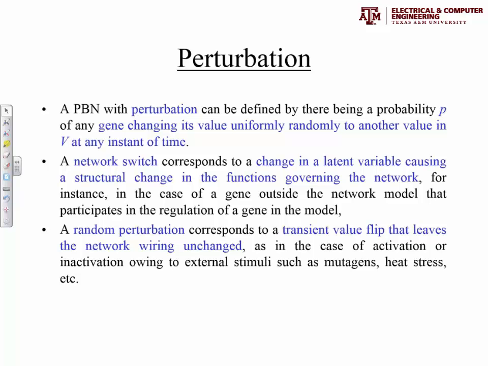A network switch corresponds to a change in a latent variable causing a structural change in the functions governing the network. For example, a gene outside the network model participates in the regulation of a gene in the model. Some other gene outside changed, and because of that the network function changed. A random perturbation, on the other hand, is a one-time thing. It corresponds to a transient value flip that leaves the network wiring unchanged, as in the case of activation or inactivation owing to external stimuli such as mutagens, heat stress, and so on. You apply heat, so something got turned on, maybe heat shock protein got turned on, that became one. That kind of thing.